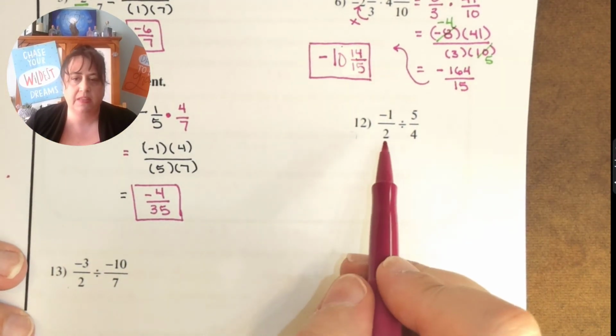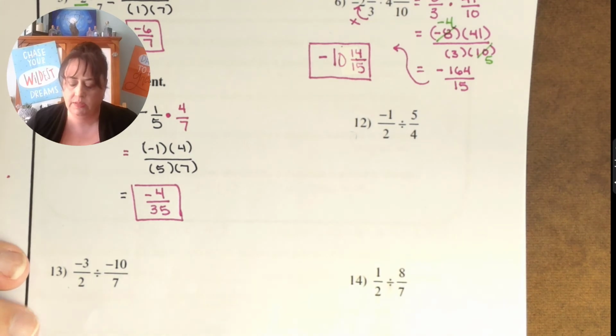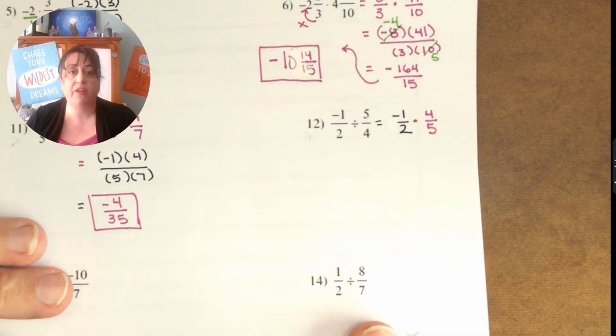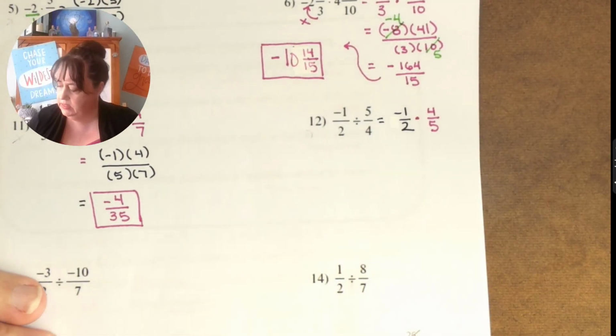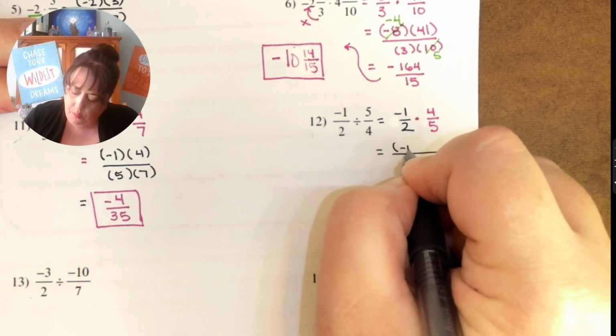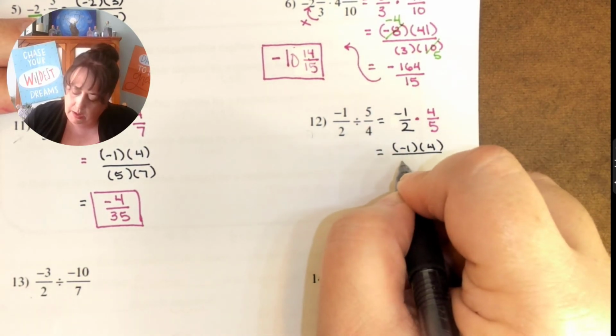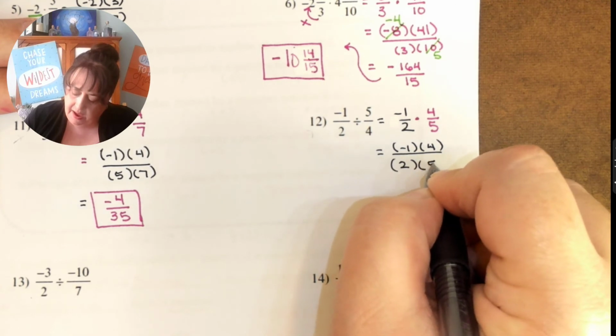I want you to do that. I've set this one up. Okay, do that one extra step. Okay, you should have gotten -1/2 times 4/5. So now that is -1 times 4 and 2 times 5.